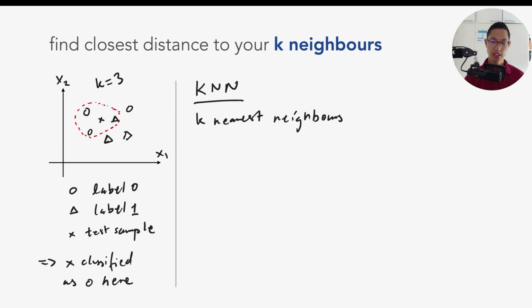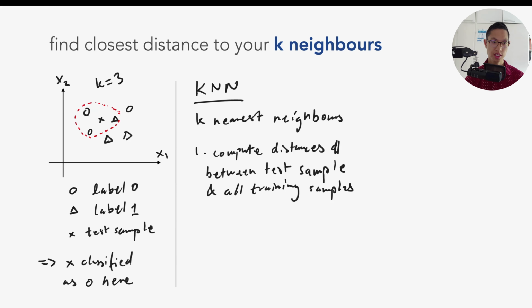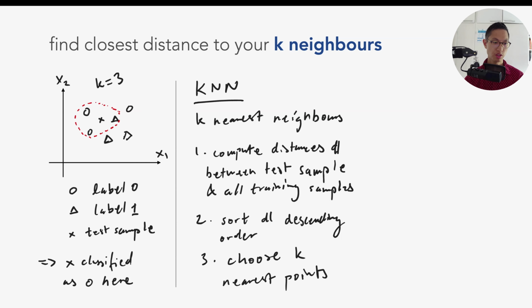Okay, KNN, it works like this. We have k nearest neighbors. K is the number of nearest neighbors. First, you compute the distances d, this is the d vector, between the test sample and all the training samples. The training samples are all the samples that exist in memory. These are the training samples, and they have different labels. Then we sort the distance vector, and then you choose the k nearest points. You choose the k nearest points, and then it's the majority voting.